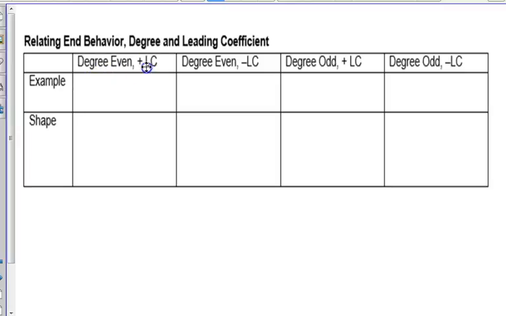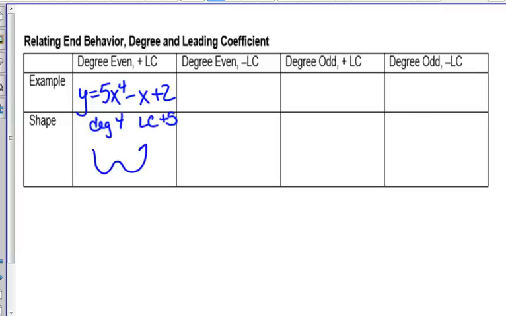This says even degree, positive leading coefficient. So y equals 5x to the 4th minus x plus 2. I'm just making up some garbage. What would happen? That one is degree 4 with a leading coefficient of positive 5. So both ends would be up. It might do some garbage in the middle. It might not.